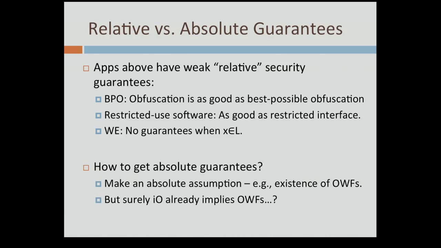So obviously, we want to create crypto systems that have more absolute guarantees. To get that, we typically need to make an additional assumption, like the existence of one-way functions. You would think that iO, being an extremely powerful object, already implies one-way functions.